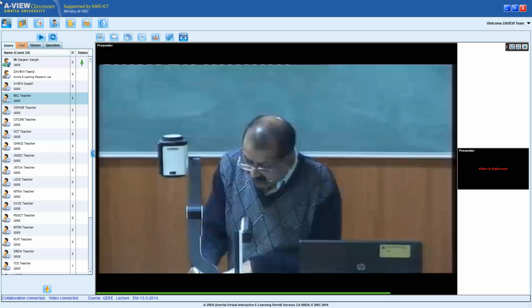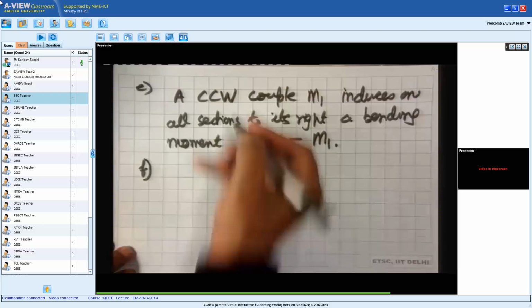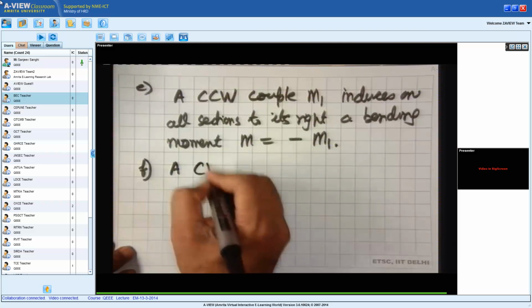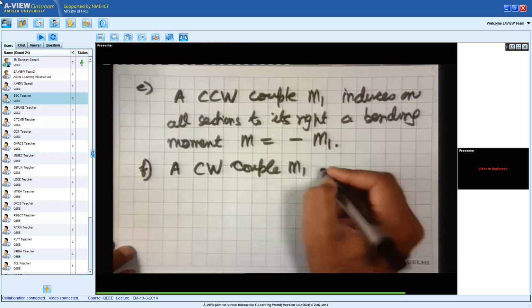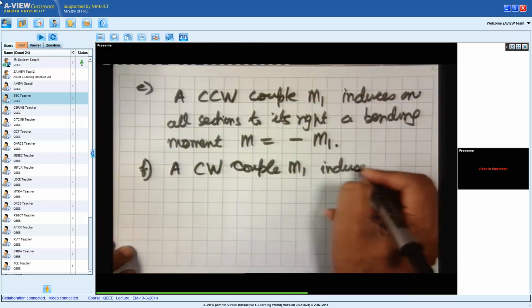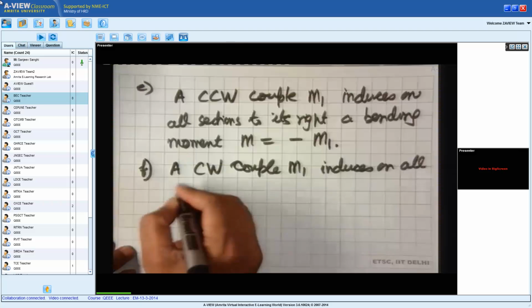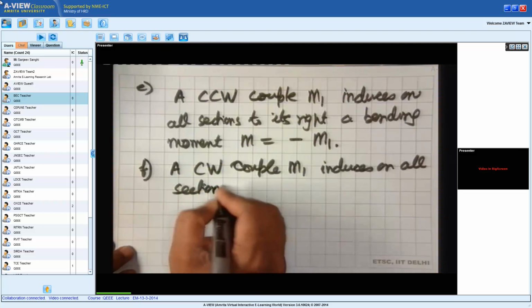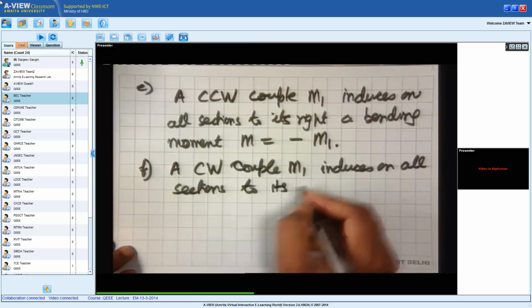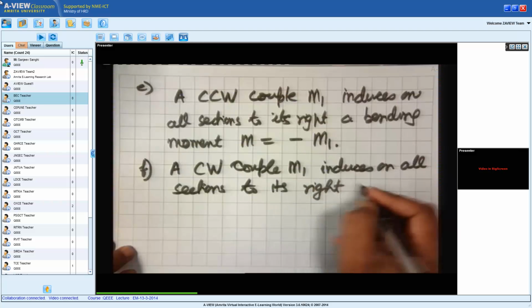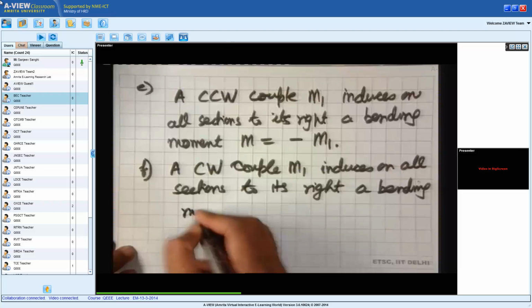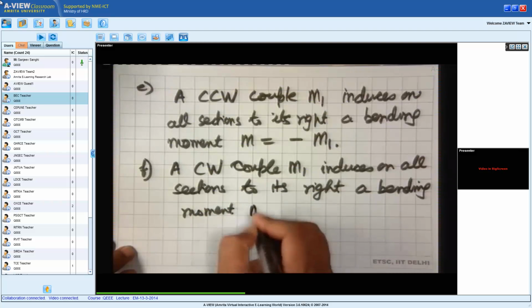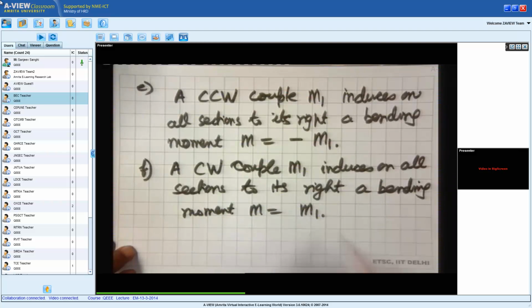And from here the next rule, which is just opposite of this: a clockwise couple M1 induces on all sections to its right a bending moment M is equal to plus M1.